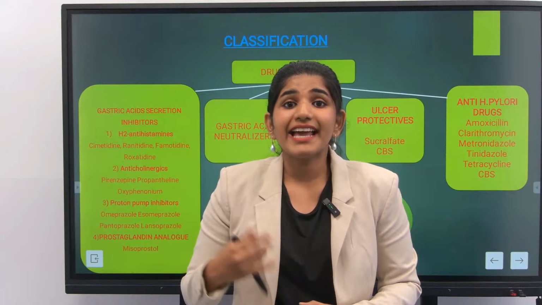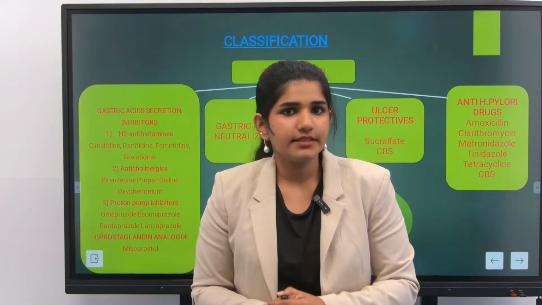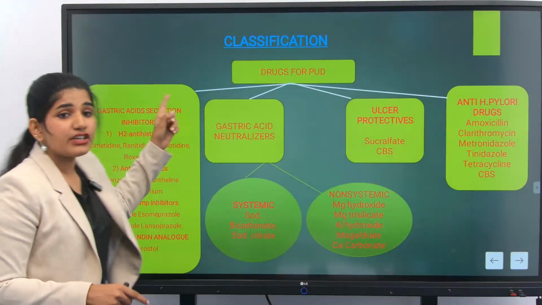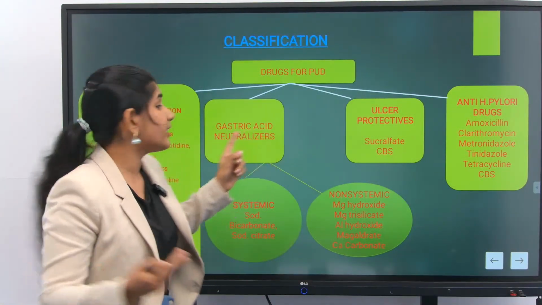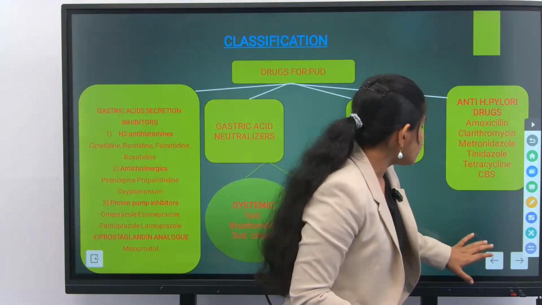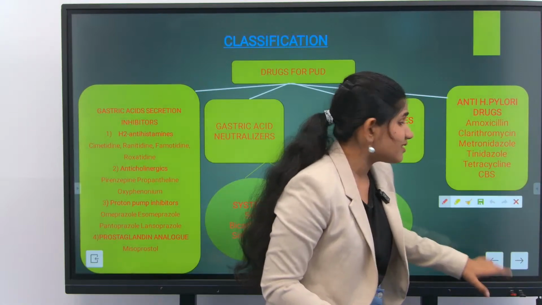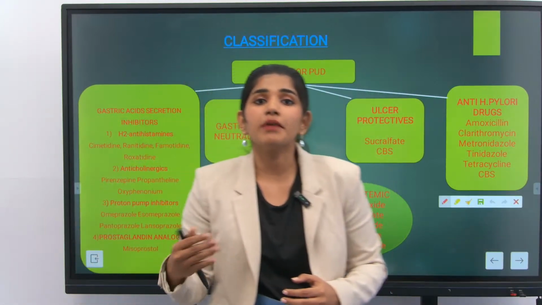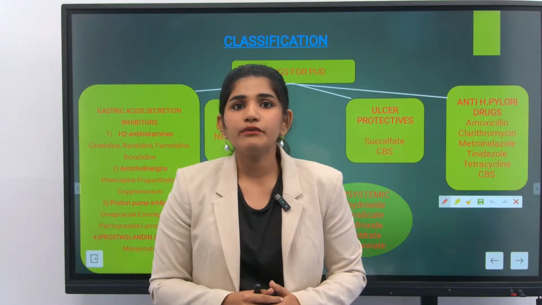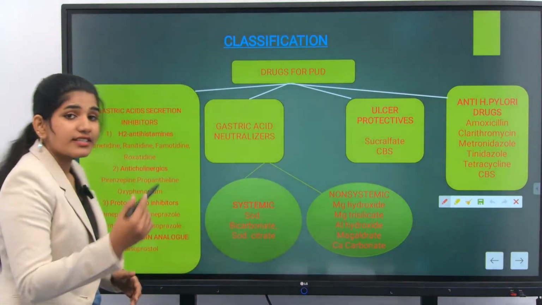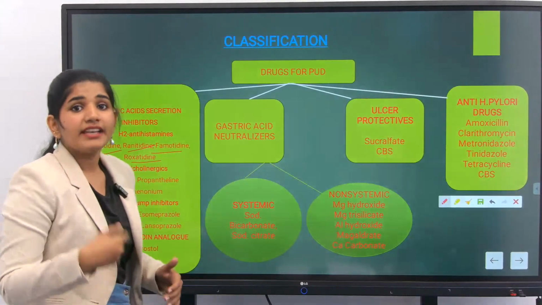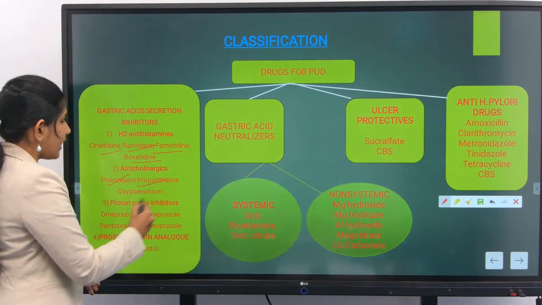Next, we can go for the classification of the drugs for peptic ulcer disease. In the first, we have the gastric acid secretion inhibitors. Which are the gastric acid secretion inhibitors? H2 antihistamines. We were usually using these, but the use of H2 antihistamines is not wide today because of the evolution of proton pump inhibitors, and also H2 antihistamines have a lot of side effects. So nowadays we are going for proton pump inhibitors. What are the drugs coming under the H2 antihistamines? That is cimetidine, ranitidine, famotidine, roxatidine, and anticholinergics, that is pirenzepine, propantheline, and oxyphenonium.